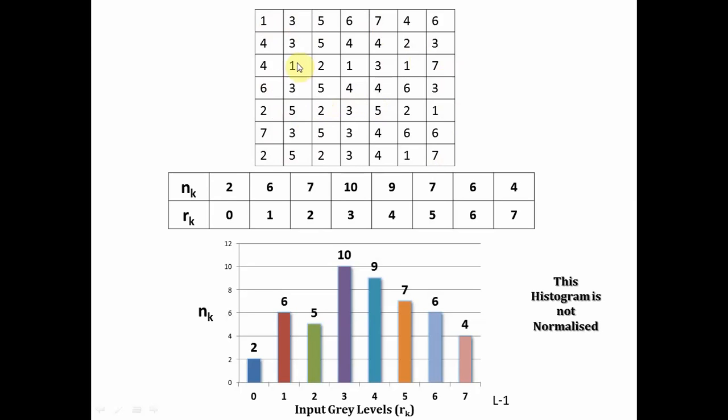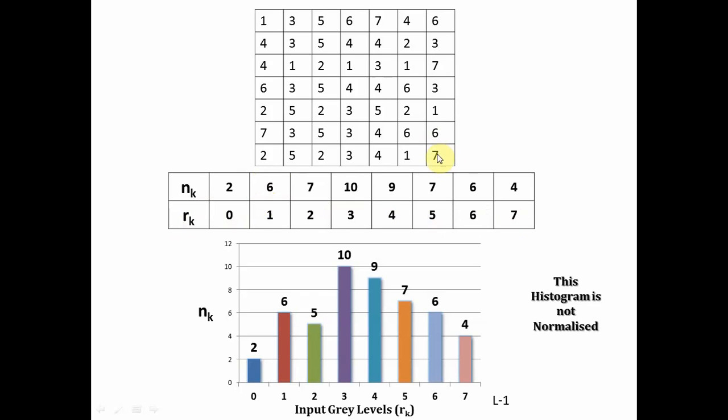The size of my image is 1, 2, 3, 4, 5, 6, 7, so 7 by 7. M is equal to 7, N is equal to 7, and M into N will be 49. So the total number of pixels will be 49. You need to consider the maximum number of pixels in the image also. So these are the gray levels: 0, 1, 2, 3, 4, 5, 6, 7.